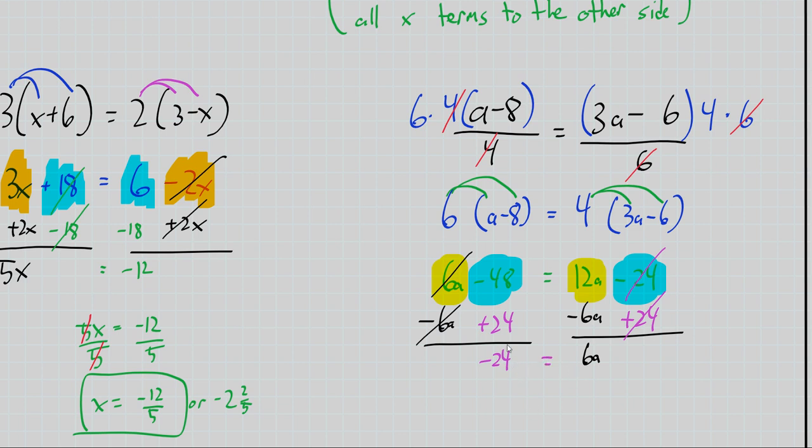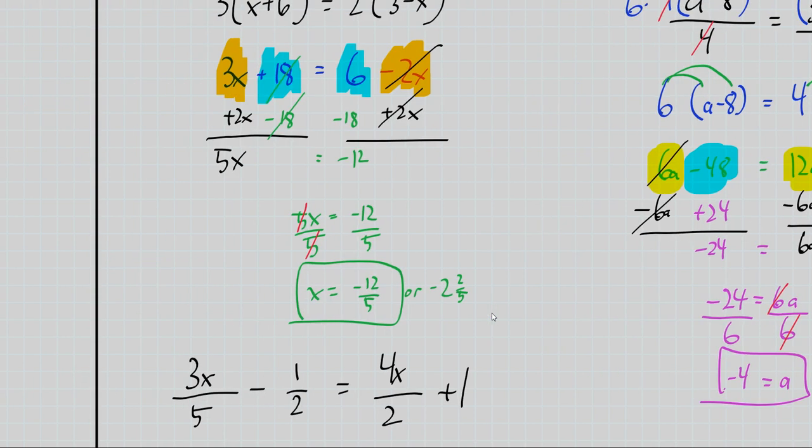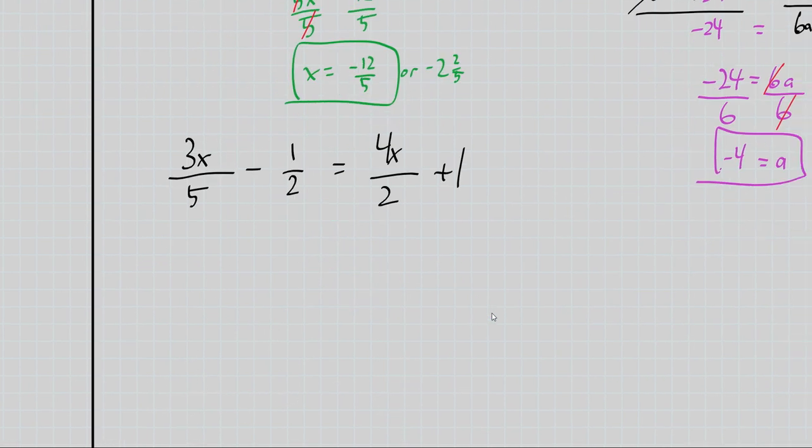So now we're at negative 24 equals 6a. So close, right? So close. All I have to do is get that a alone by dividing by 6 on each side. That 6 cancels out, which was my whole plan. And negative 24 over 6 is negative 4. So sometimes these are really messy, but it's okay. We can get there in the end.